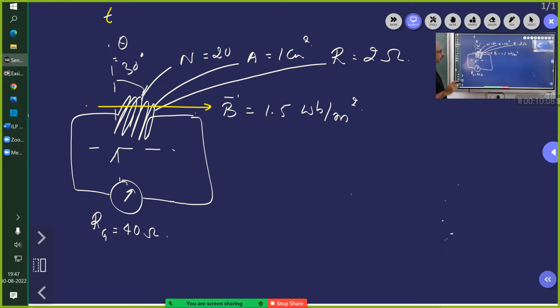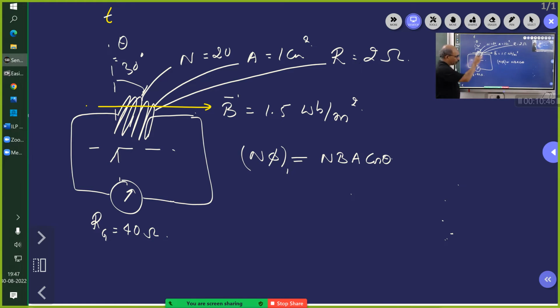So from the given data, what happens when you pull the coil out? The flux linkages change. So what is the flux linkage? Flux linkage is N phi. So in this case, N into what is phi? Phi will be B into A into cos theta. Correct? So this is the flux linkage to begin with.